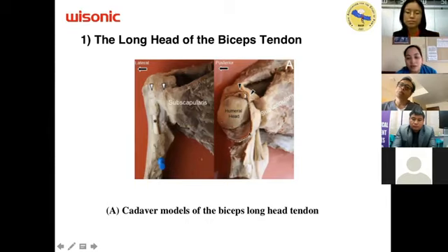This is another view, from medial to lateral, of the long head of biceps tendon. This is the cross section of the long head of biceps tendon at the rotator cuff interval. So this is the subscapularis muscle anteriorly or medially, and this is the supraspinatus muscle.